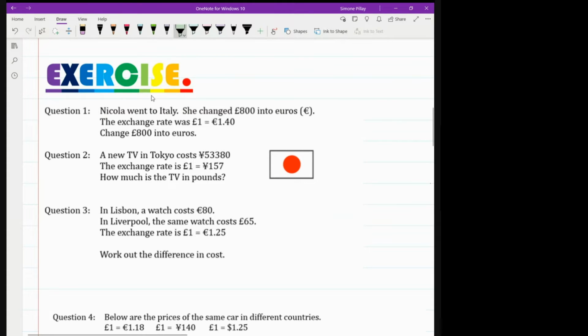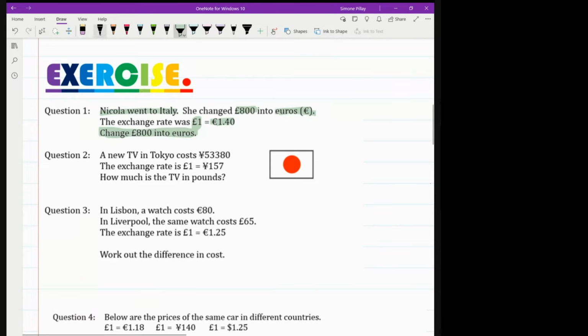Firstly, we have Nicola, who went to Italy. She exchanged 800 pounds into euros. The exchange rate was £1 is 1.4 euros. And the question here says change 800 pounds into euros. Now, this is a little bit of a badly worded question, but they're basically asking us how many euros did we get for our 800 pounds?